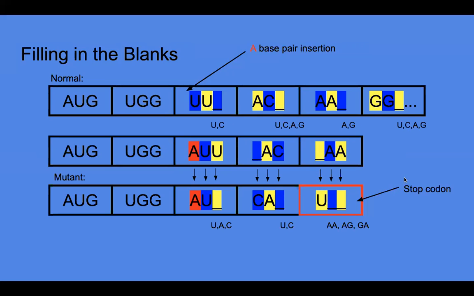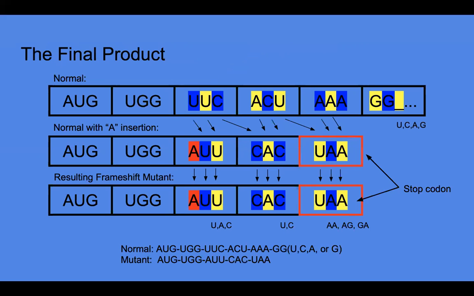It's also important to note that the final codon of the mutant protein strand is a stop codon, so we know it starts with a U. After taking into account the insertion of the A base pair and resulting frame shift, all of the unknown base pairs can be filled in with 100% certainty.